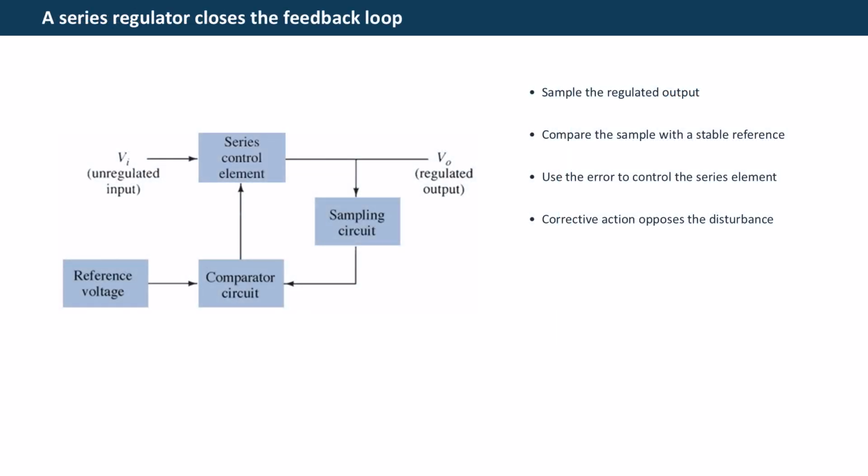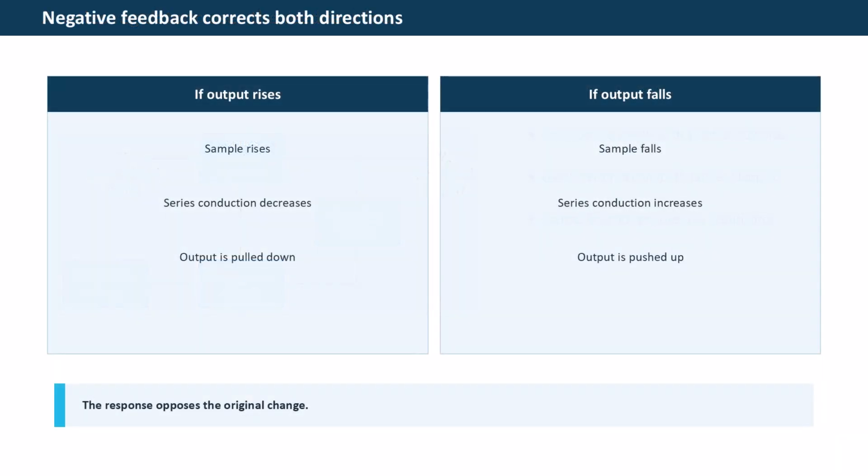The series element behaves like an automatically adjusted voltage drop. The sampling circuit returns information about the output. The comparator forms an error relative to the reference, and the error changes conduction of the series control element. When output voltage rises, the control loop increases the voltage dropped by the series element. When output falls, it reduces that drop. This opposing action is negative feedback and is central to both transistor and op-amp regulator circuits.